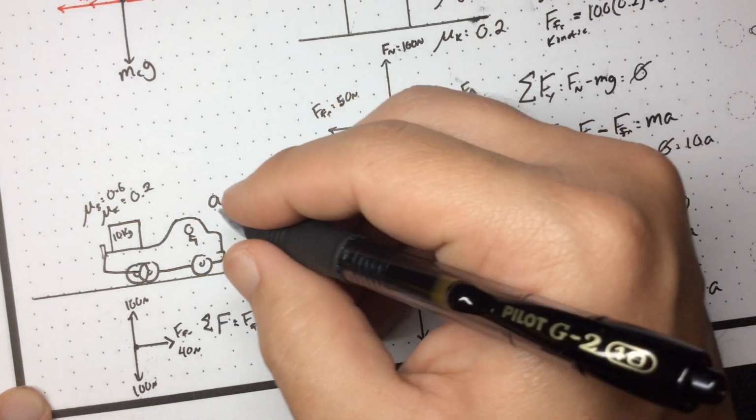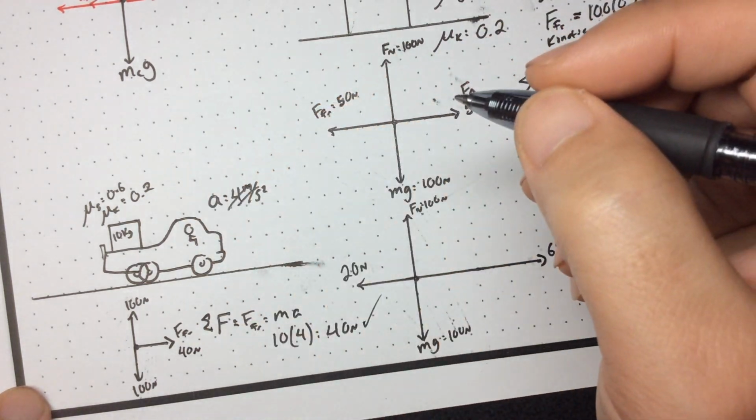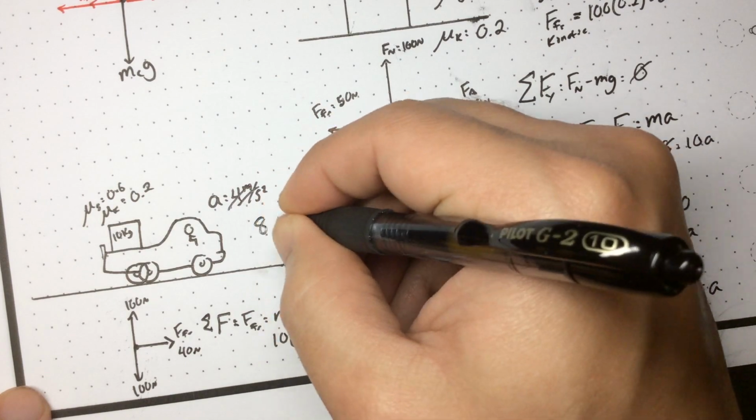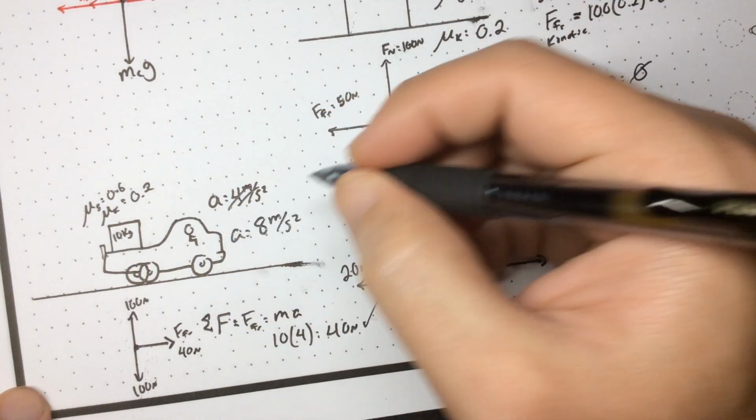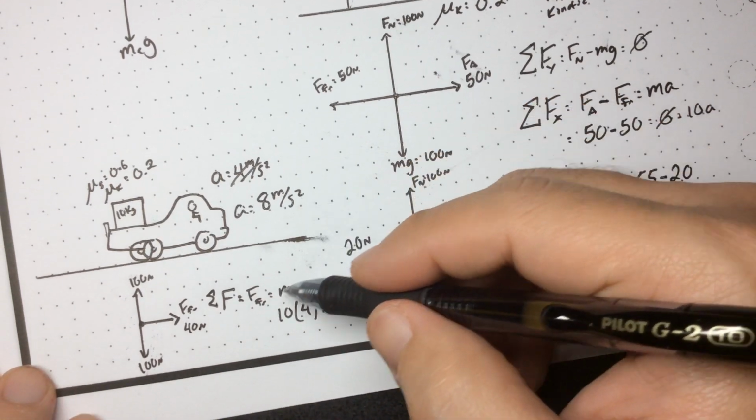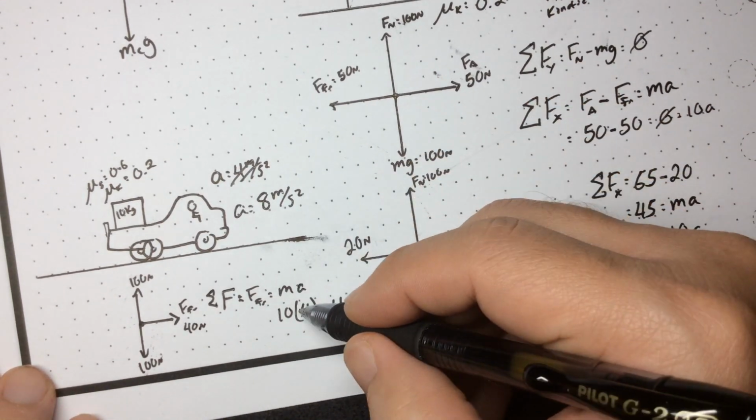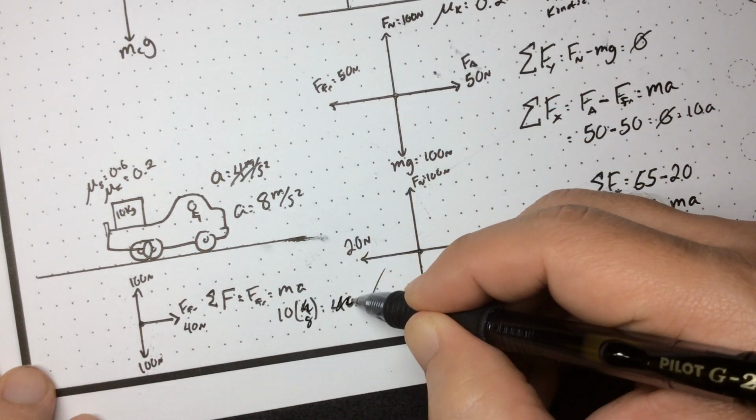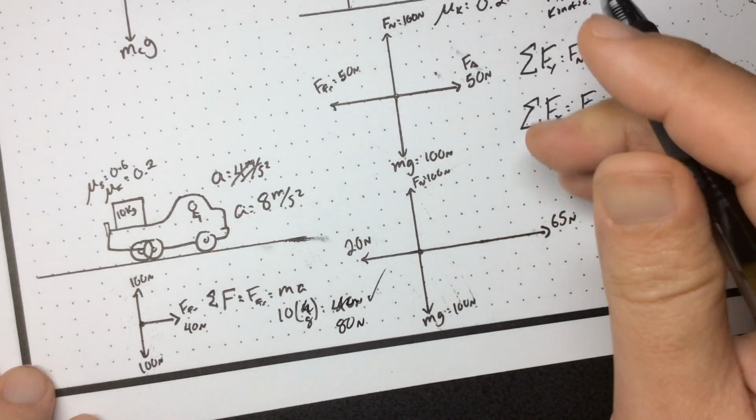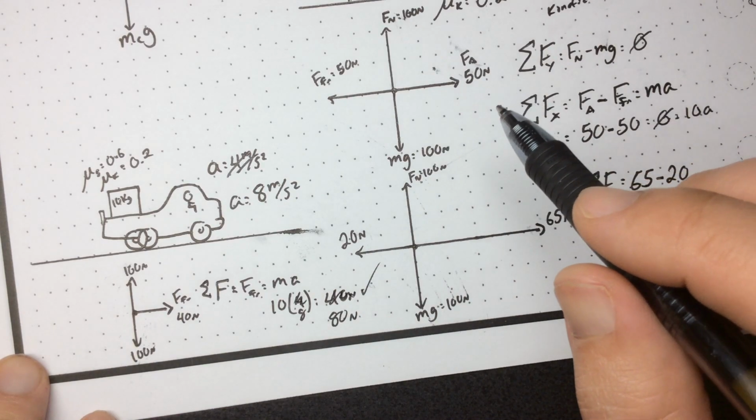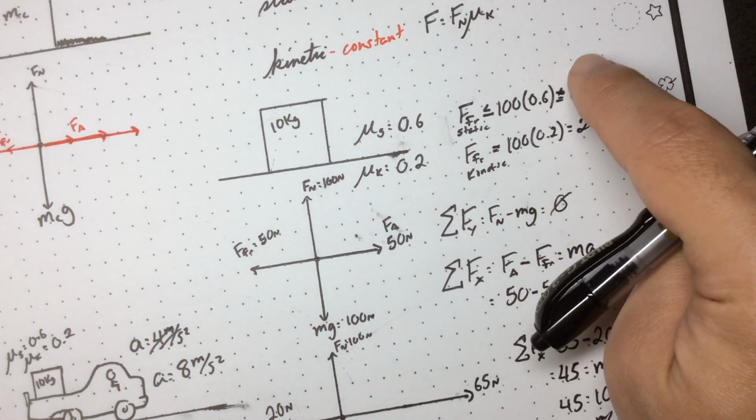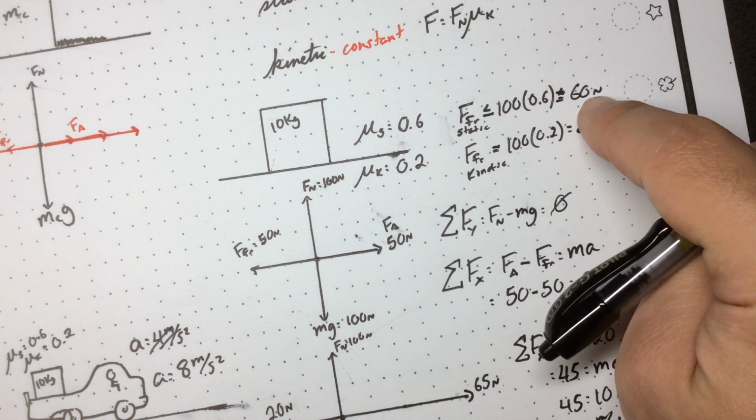But what if the acceleration wasn't 4? What if it was like 8 meters per second squared? Well, in that case, if the acceleration is 8 instead of 4, we would require 80 newtons of force in order for this box to accelerate forwards. Static friction can't handle that. Static friction can only be up to 60.